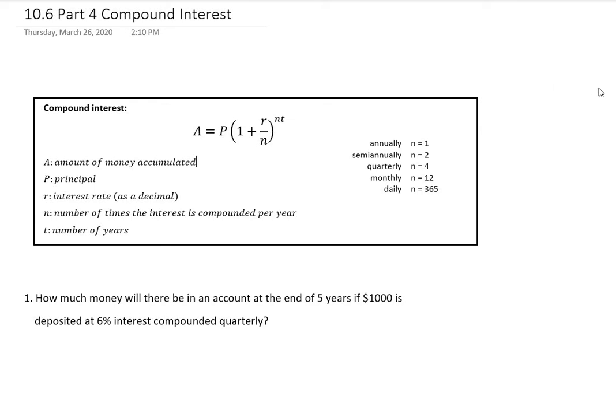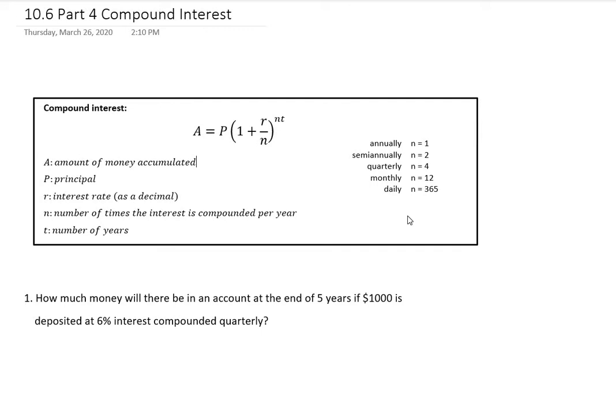Okay, today we're going to be looking at compound interest, and you can see here I have my formula and what each of those variables represent. I also have the n values listed for how many compoundings there are per year, whether it's annually, that means it happens once a year, semi-annually, twice a year, and so on.